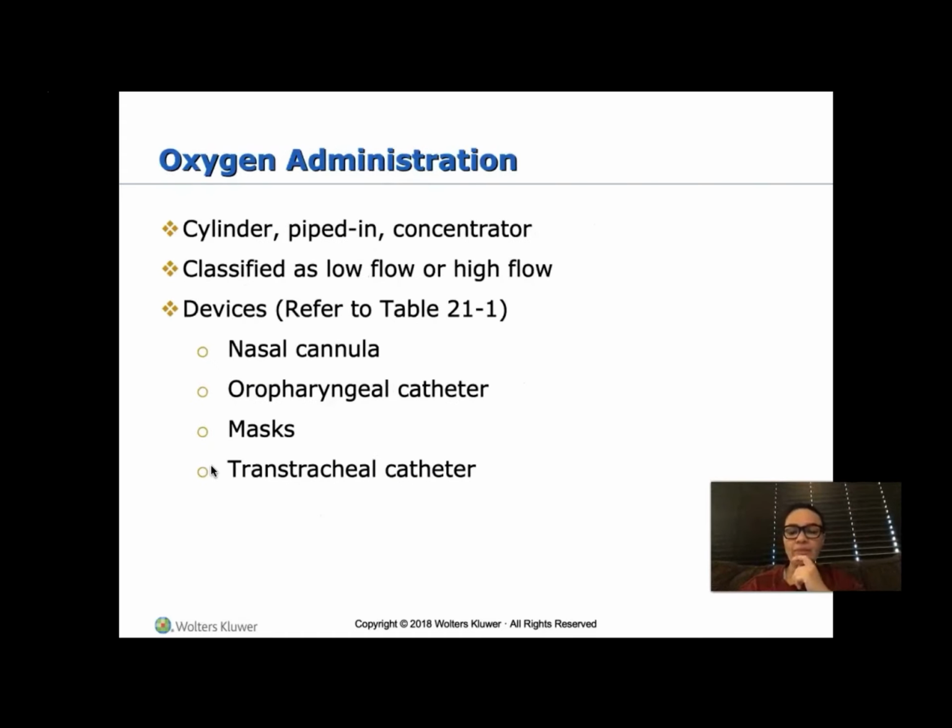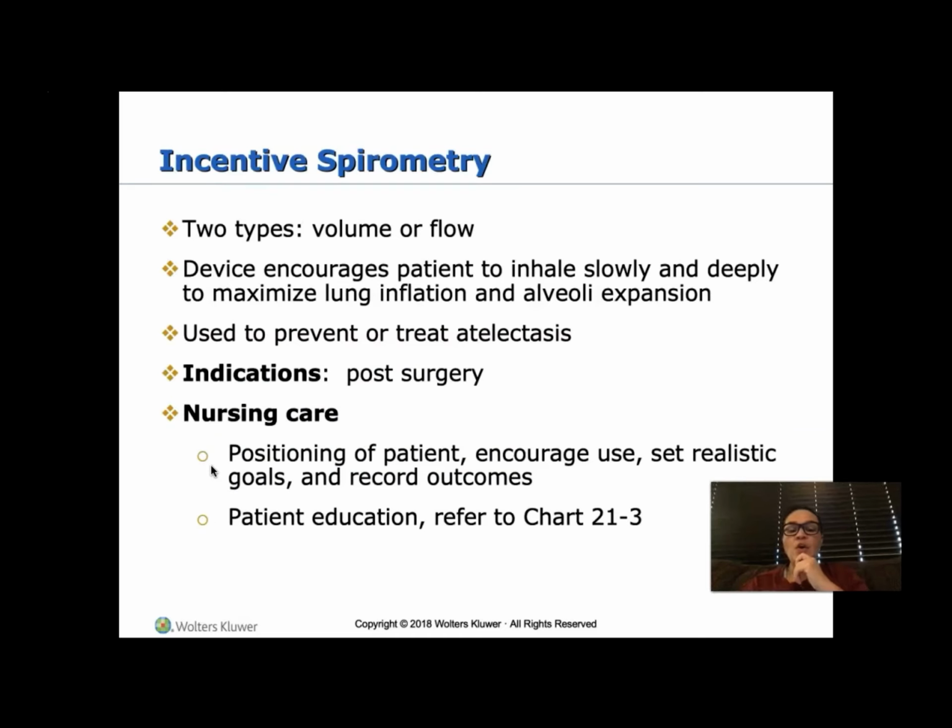All right. You already know about oxygen administration here. What I wanted to put here for you is just the different types. So refresh yourself with this table of how much oxygen goes through a nasal cannula, how much oxygen would go through an oropharyngeal, can't talk this morning, catheter, a mask, a transcutaneous catheter. As the patient is needing more oxygen, we have to change the type of equipment we are using. So refresh yourself in that, please. All right, so this is going to be very brief. This is very much review.